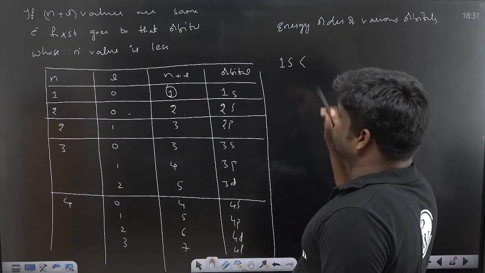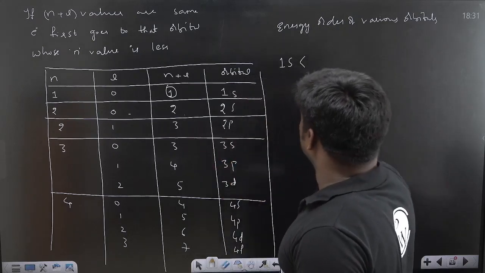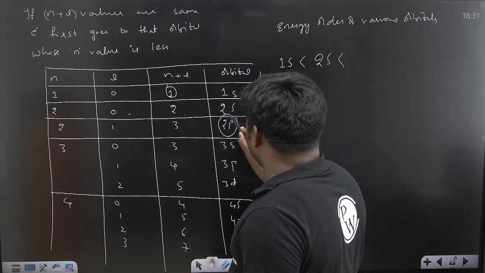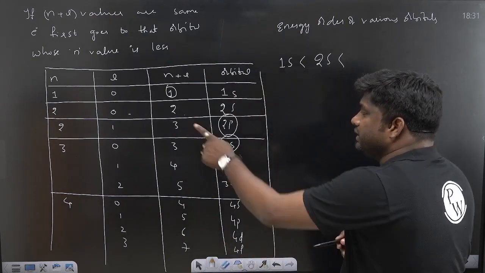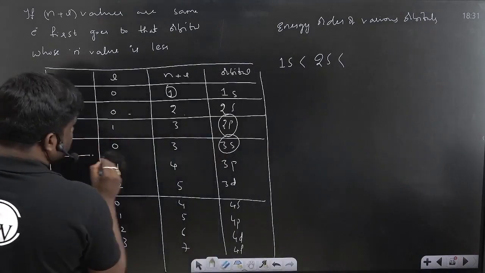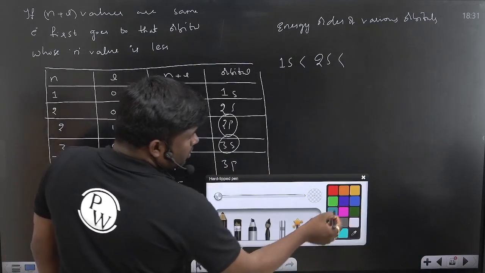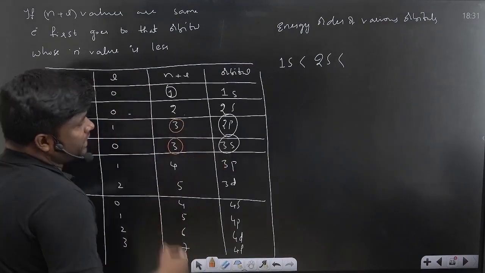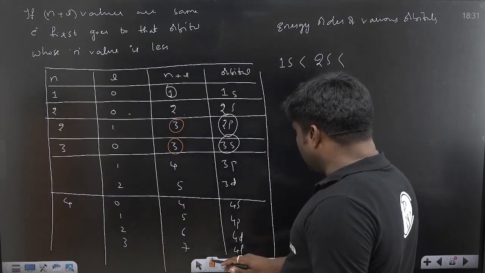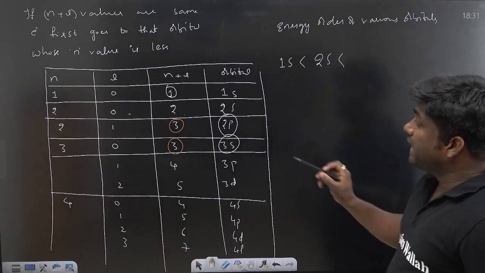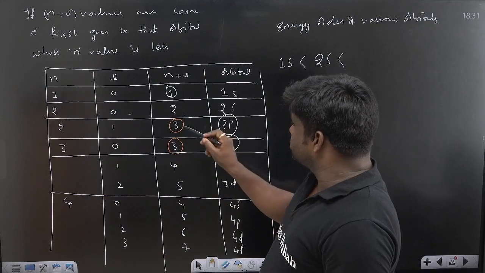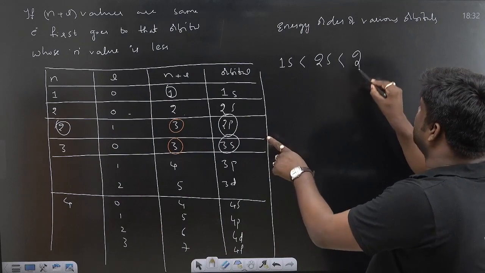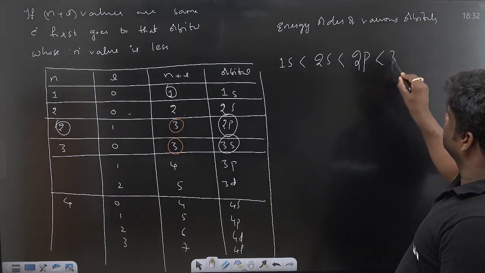1s is less than 2s. Then you will be having 2p and 3s. Both are having the same energy, 3 and 3 only. What is that, 2p and 3s? So the electron will first go into which orbital now? Whose n value is less? In these two, n value is less for the 2p orbital. Then it will go to 3s.